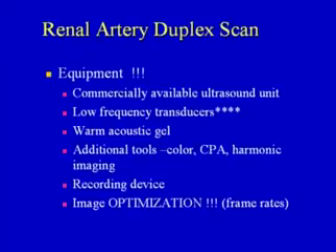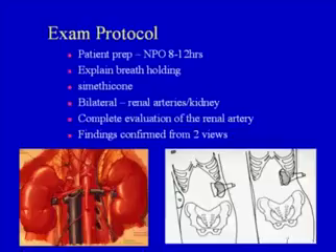You cannot do this with smaller units. You need to have a lot of power. You're going to look at small vessels at very deep depths, so you need low-frequency transducers and warm acoustic gel. Additional tools: use everything that you have. It includes color Doppler, color power angio, and harmonic imaging. You will need to optimize the image in order to identify these small renal arteries. Recording device, and it's always critical to optimize your image so that you maintain frame rates.